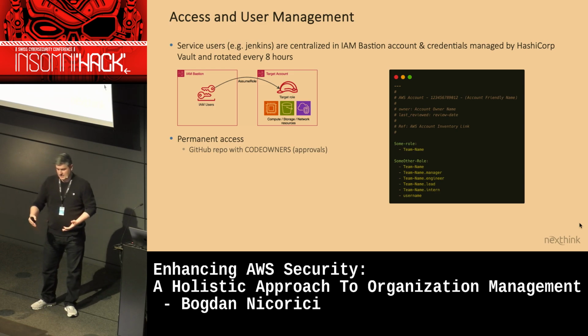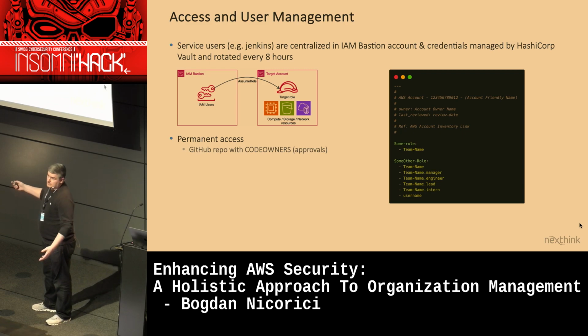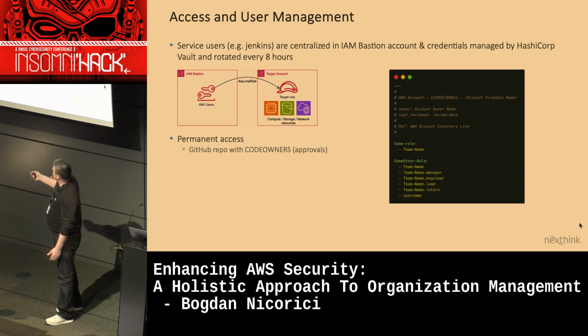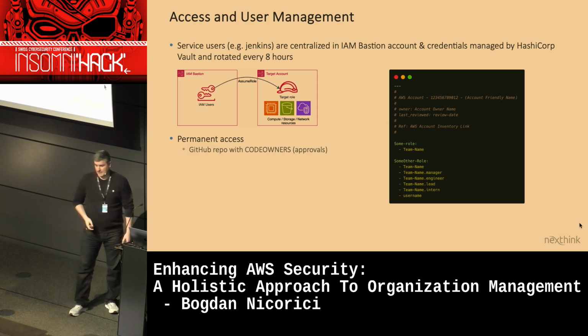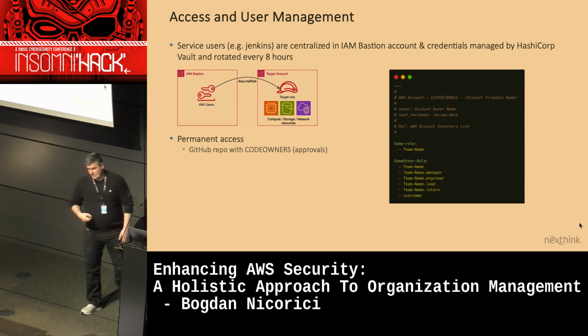You have exactly the name of the role, which should probably explain a bit what it gives access to. And then we can go really far down. We can give access either to an entire team, only the manager of the team, only the engineer of the team, the lead, intern, and we can also just specify a specific username. And all of this is then processed behind the scenes and parsed by Terraform, which does all the changes automatically.